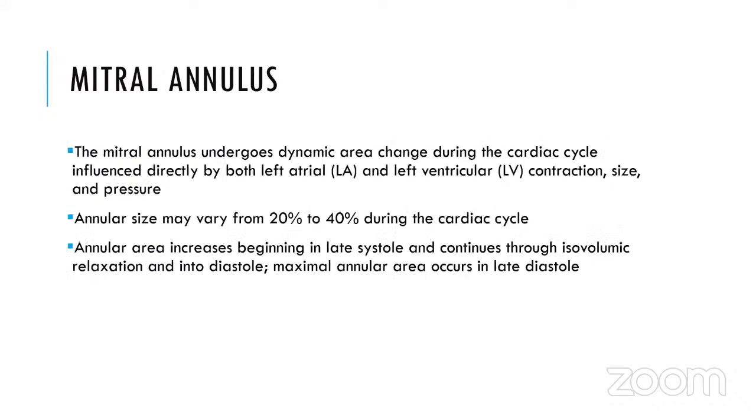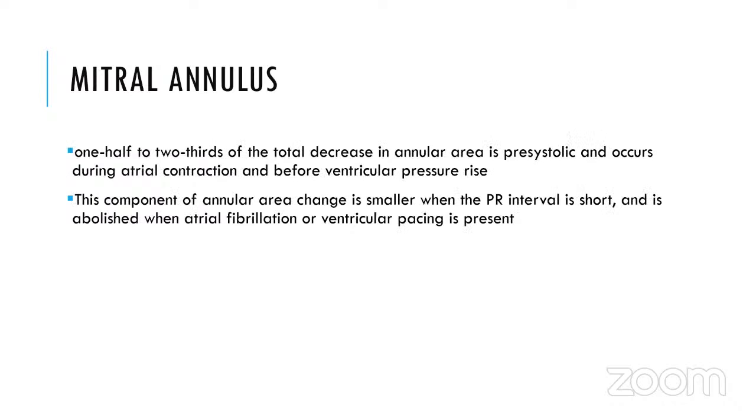This is regarding the expansion of the mitral annulus. The decrease in size of the mitral annulus usually happens pre-systolic, and it occurs during atrial contraction before ventricular pressures rise. This component of the area change is smaller when the PR interval is short, and is usually abolished if there is atrial fibrillation or ventricular pacing.